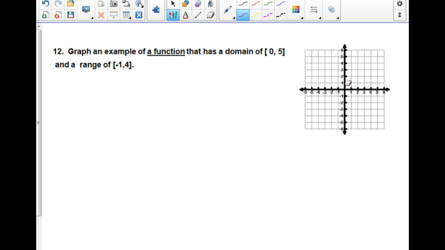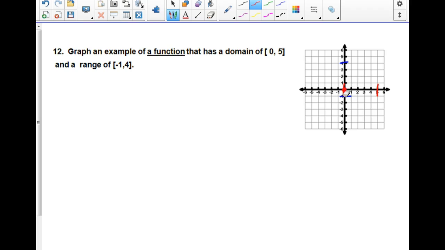If I look at the domain being from 0 to 5, I stuck a point at 0. Wait a minute, it says the range negative 1 to 4. I'm just showing you, it's got to be between here and here. And then vertically, it's going to be between negative 1 and 4. Okay, so how could I make something that would be fitting that domain and range?